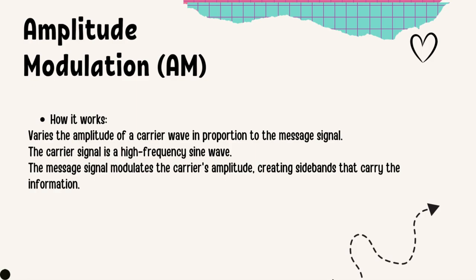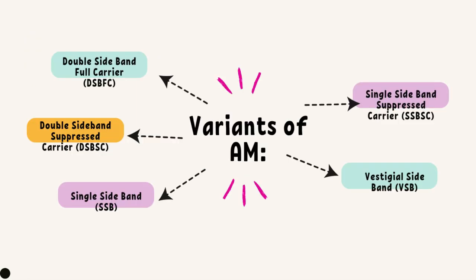It varies the amplitude of a high-frequency carrier wave in proportion to the message signal. This creates sidebands that carry the information. AM has several variants based on how the carrier and sidebands are transmitted. Number one, we have double sideband full carrier. Both sidebands and the full carrier are transmitted.